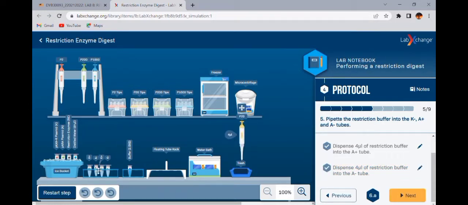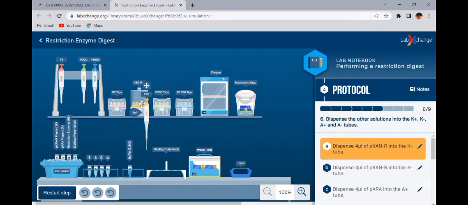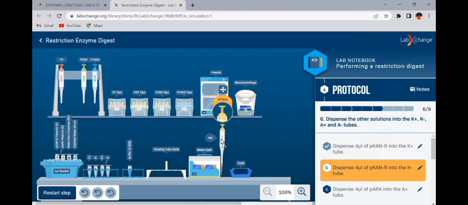Next step is dispense 4 microliter of pKAN-R into the K+ tube. Then, dispense 4 microliter of pKAN-R into the K- tube.